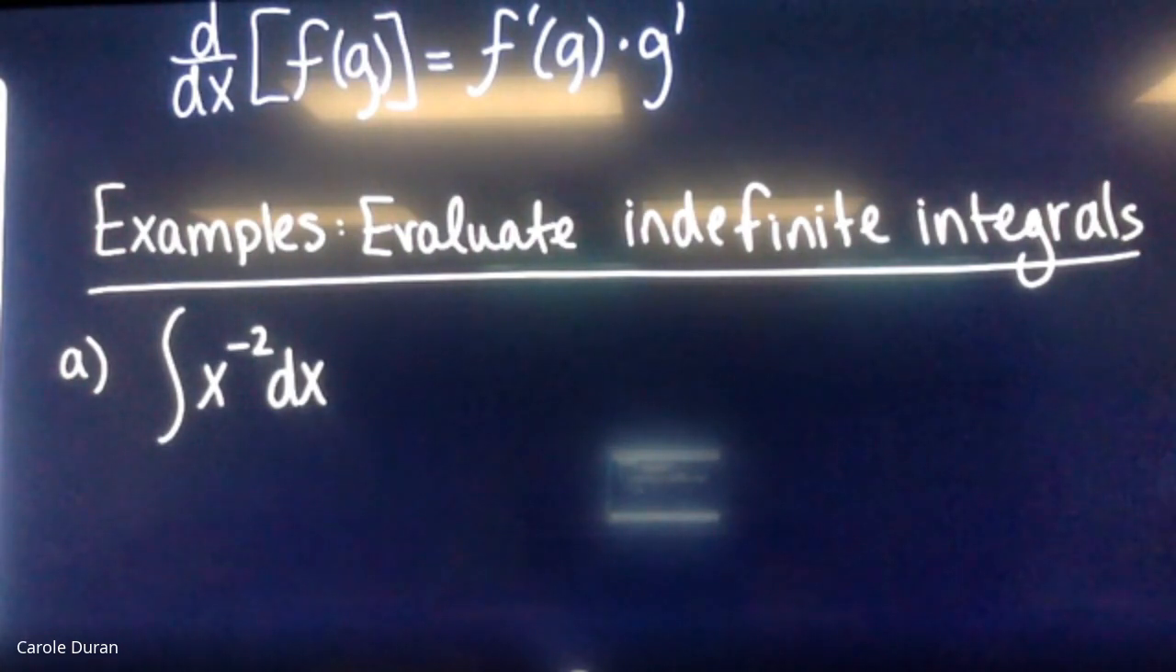Okay, first example, I have the indefinite integral of x to the negative 2 power dx. This is a power rule. You actually know how to antidifferentiate this already, so I would like for you to do that. Find the antiderivative. It's a power rule, which means the exponent is going to increase by 1 and then divide out that new exponent.